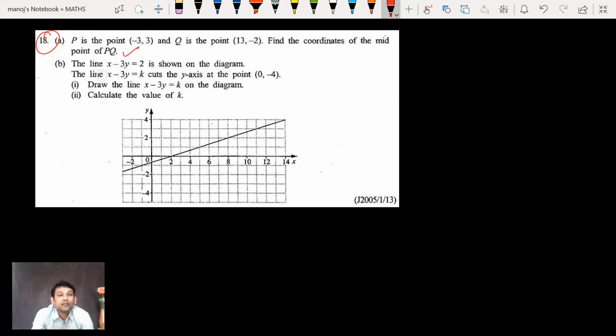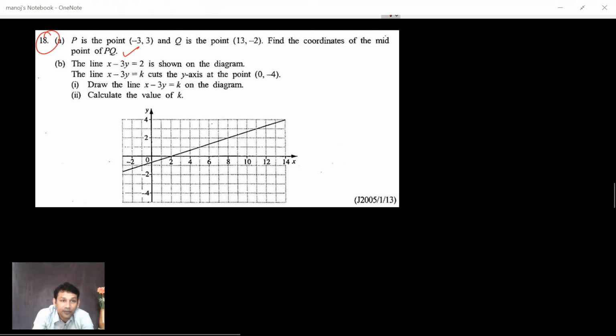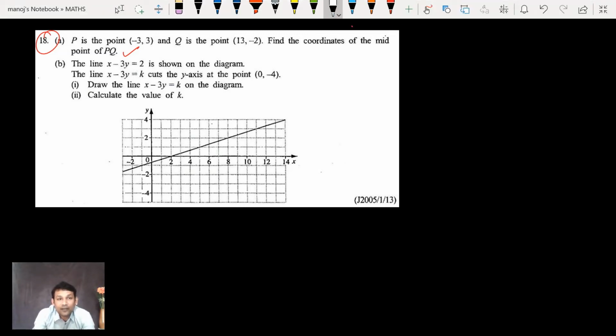Okay, the line cuts the y-axis at a point. On the y-axis, x is 0. This is also given: 0 and -4. This line is different. A line cuts the y-axis at point 0 and -4. Okay, let's see what's the requirement. Draw this line on the diagram. Okay, but what is the problem? Nothing is given. But one thing you can observe from the first part: this is a very good example of parallel lines.